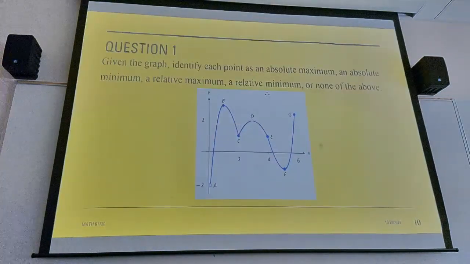So we're going to start with where we're given the graph and we're asked to identify each point as an absolute max, absolute min, relative max, relative min, or none. Do we have intervals? The interval is already given. So over that entire thing. That is the interval. But whenever there's a point on the end, whether it's open or closed, that means that's the end of the interval, right? So it's not going to continue on forever.